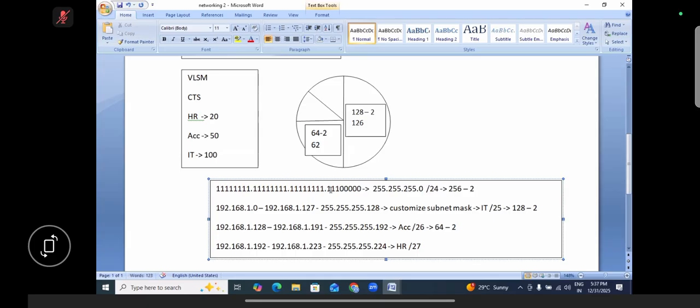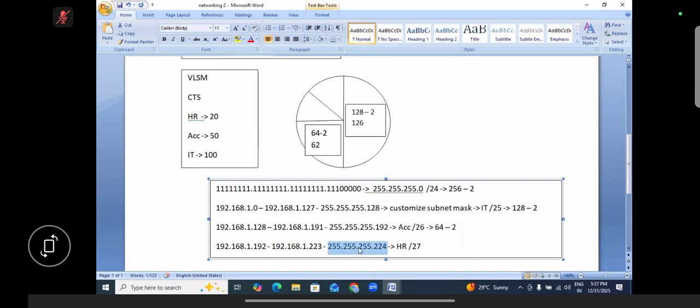So the third host bit we need to convert into a network bit. Then 128 plus 64, and got it now. 2 to the power of 7 this one, 2 to the power of 6 this one, 2 to the power of 5 this one. 128 plus 64 plus 32, how much? 224. Can we write the subnet like this?